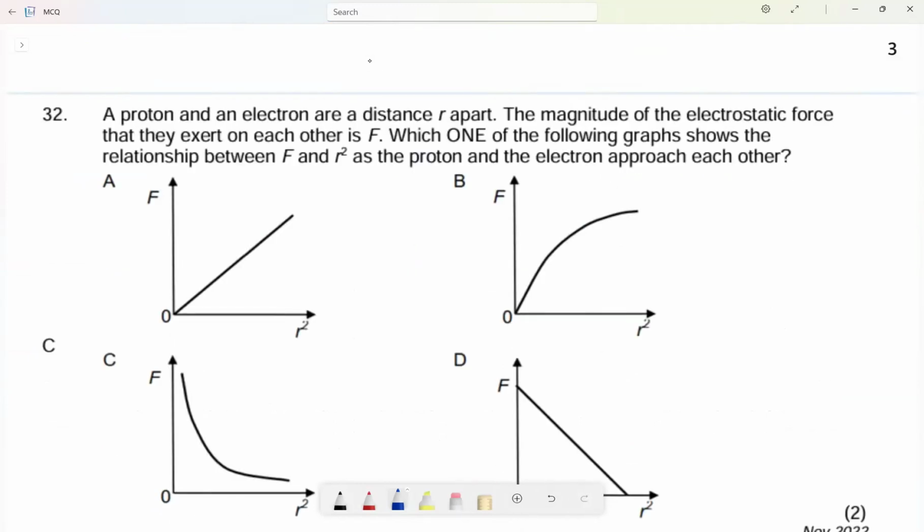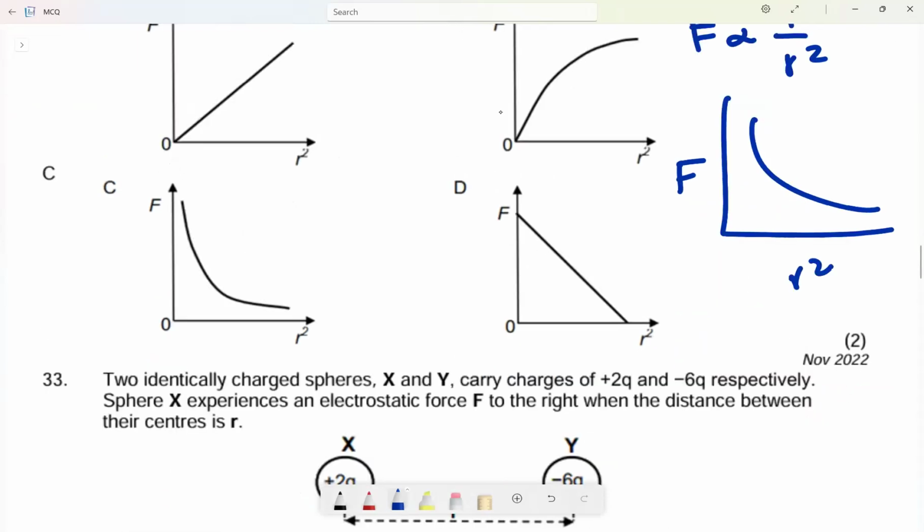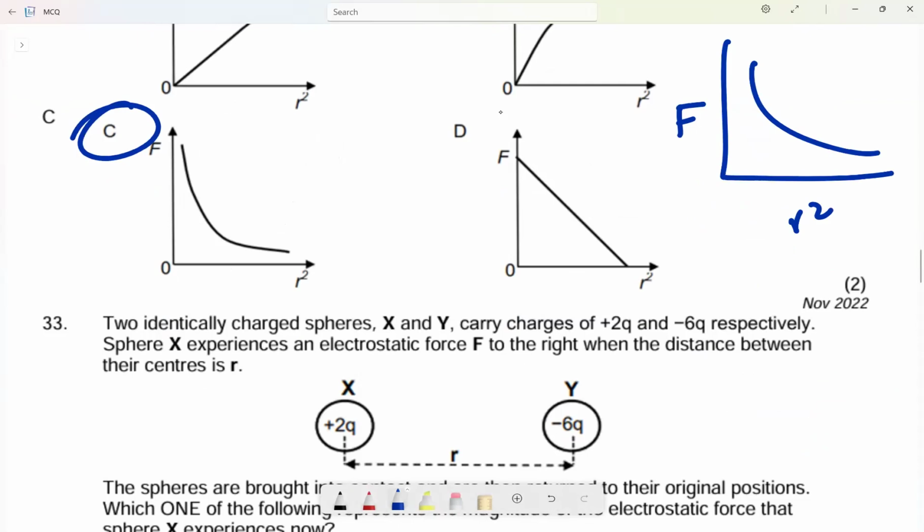A proton and an electron are distance r apart. The magnitude of the electrostatic force that they exert on each other is F. Which one of the following graphs shows the relationship between F and r? Remember, F is inversely proportional to r squared. So the graph I'm expecting is a graph like this. F and r squared are inversely proportional. C is the most correct answer.